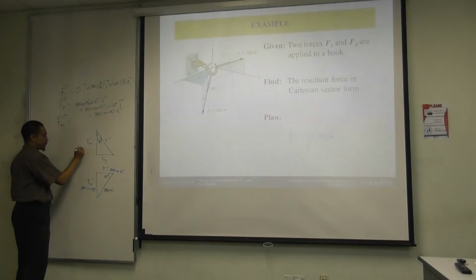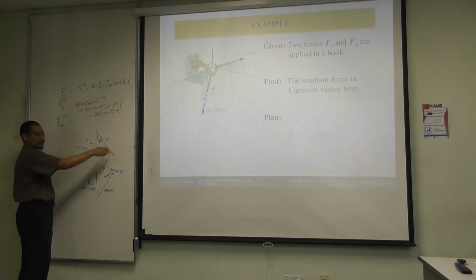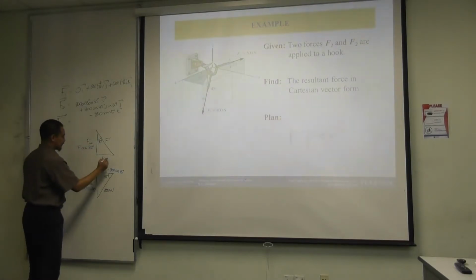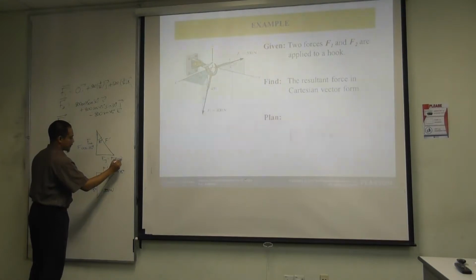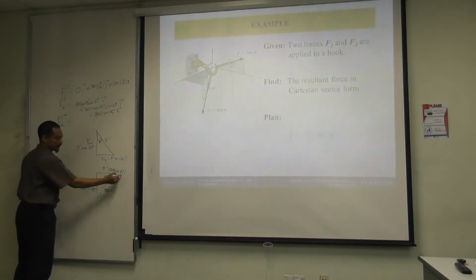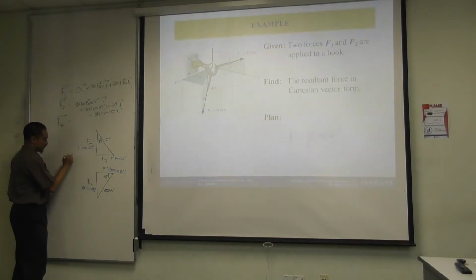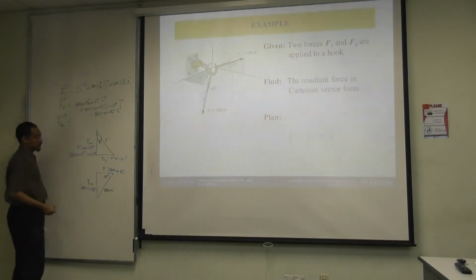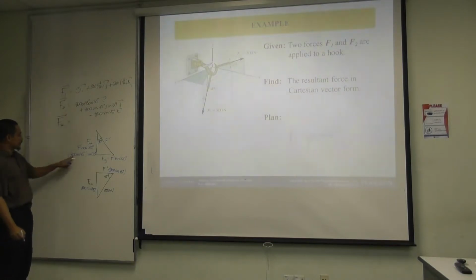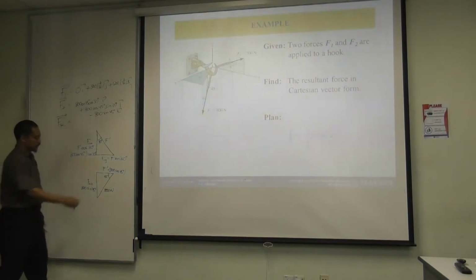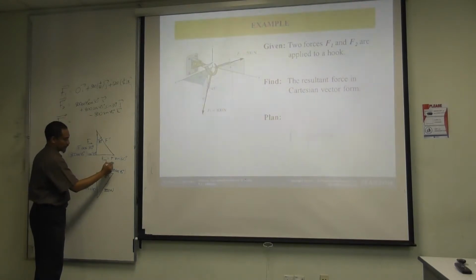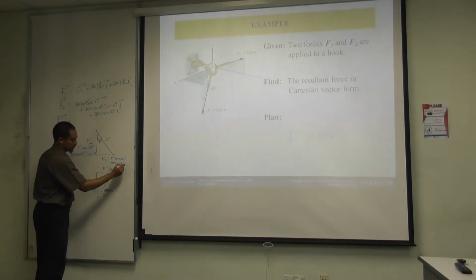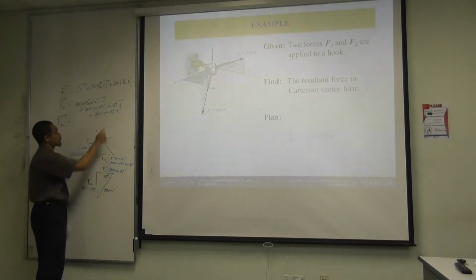So F prime cos. No, just this one. Cos 30, right? And then this one is F prime sine 30, right? And F prime you can just plug in this thing here. So you get 800 cos 45 degrees, which is F prime, and then cos 30. So that's why for F2x you get 800 cos 45 cos 30. If you plug into F prime for the y component, you'll get 800 cos 45 degrees sine 30, which is this one, right?